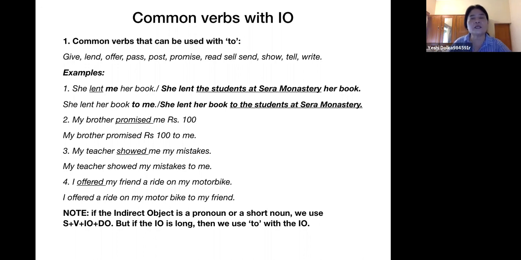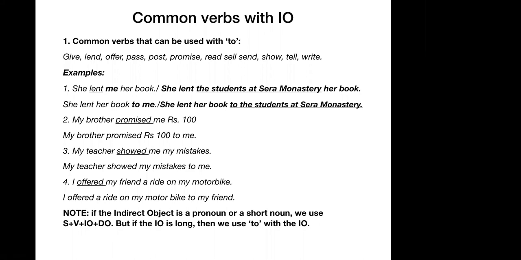So instead of saying she lent the students at Sarah Monastery her book, it would be better to say she lent her book to the students at Sarah Monastery, because that indirect object is very long. If it is short, like me, her, him, his, then you can use it in this pattern. Do you understand? Yes, ma'am.